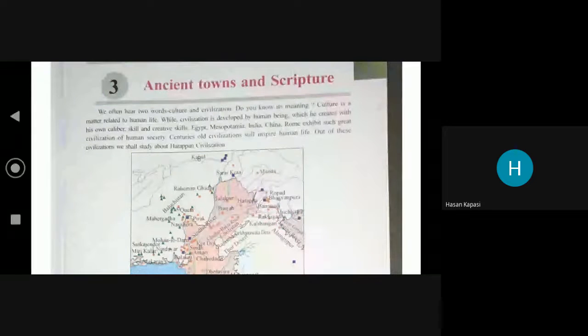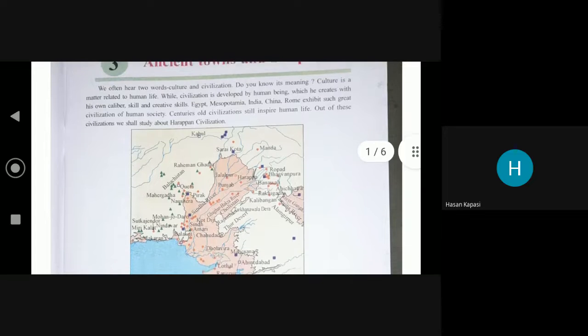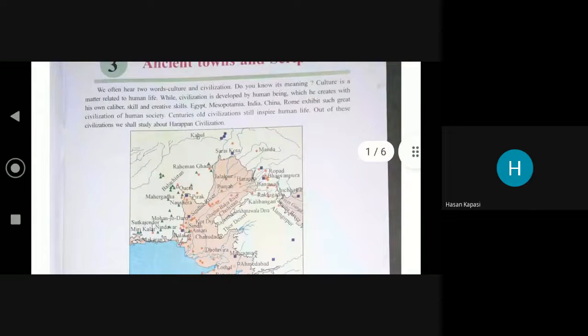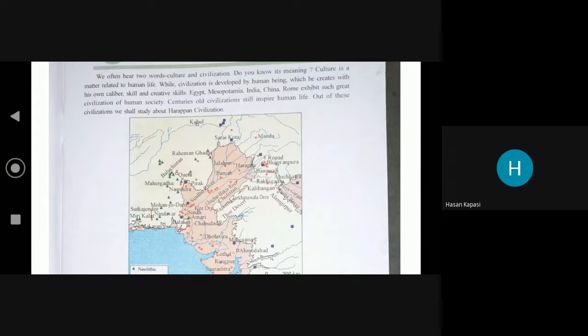Yes, ma'am. Chapter number 3, Ancient towns and scripture. We often hear two words, culture and civilization. Do you know their meaning? Culture is a matter related to human life, while civilization is developed by human beings, which they create with their own caliber, skill and creative skills. Egypt, Mesopotamia, India, China, Rome exhibit such great civilization of human society.